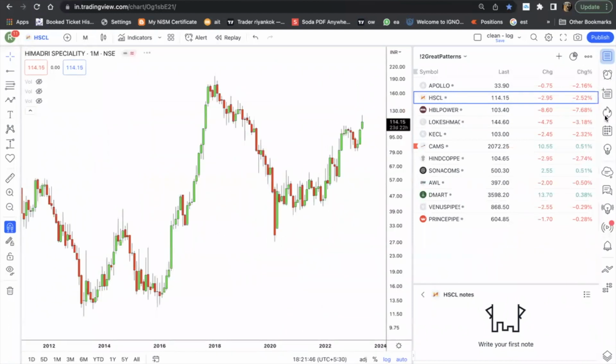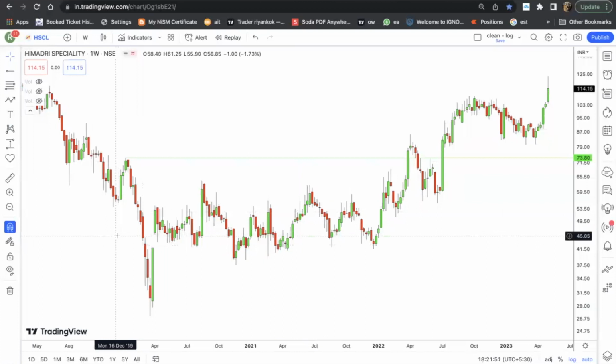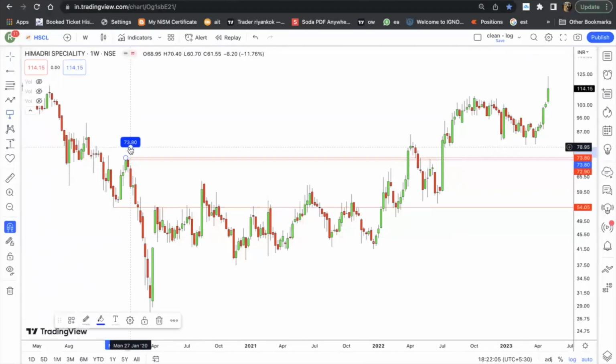One more chart pattern I will show you: Himadri Specialty Chemicals Limited. 73, and yeah, this right here. Let me just get rid of this. So this was the low, and I got a breakdown below this low. This was the recent swing high, which had formed right here at the levels of 73.80, and a breakout happened above these levels right here.